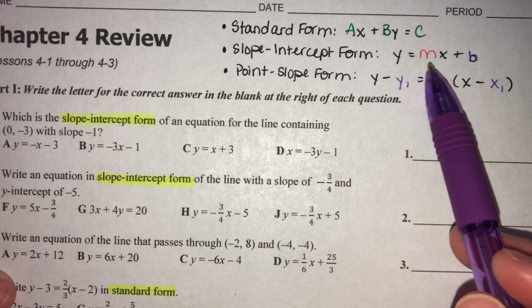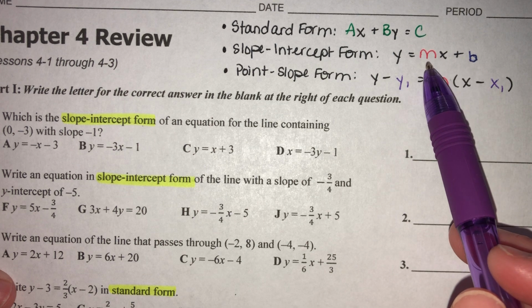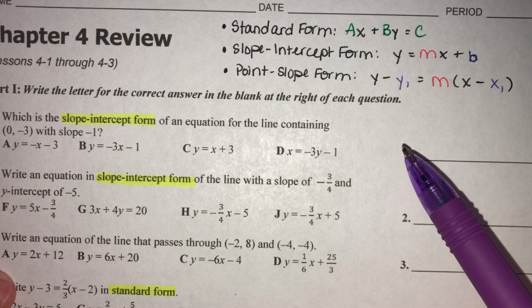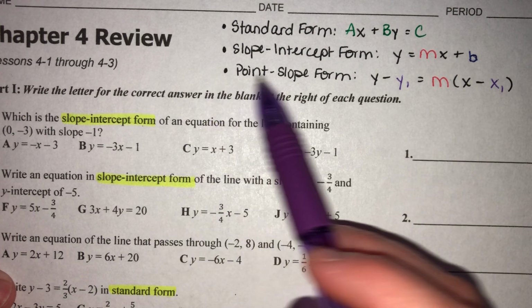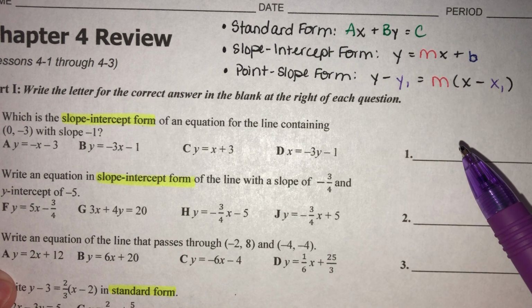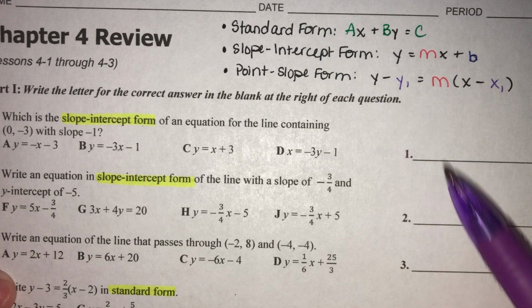Slope-intercept form is y equals mx plus b, where m is our slope and b is our y-intercept, where we cross the y-axis if we were graphing. And then point-slope form looks kind of like the messiest, right? It looks the longest, but it's actually pretty simple because there's no real math involved unless you're simplifying signs.